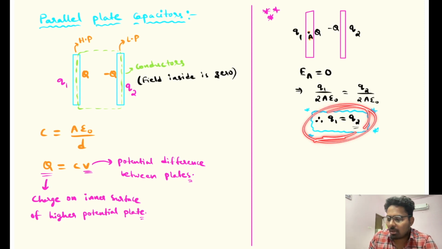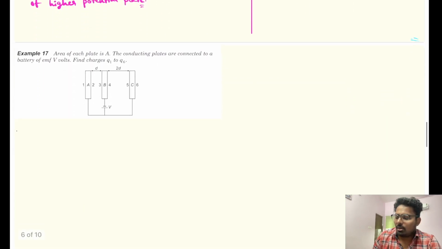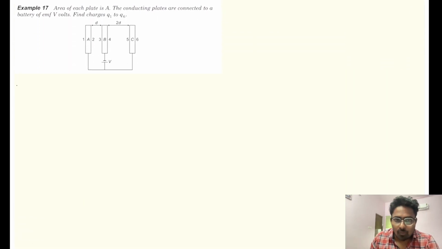One more important point that I proved: irrespective of the distribution, the charges here and here must be equal, then only the field inside the conductor will be 0. And inside the conductor the charges should be equal and opposite in sign. We also understood, in the formula Q equal to CV, what the charge Q is, and that V is nothing but the potential difference. Clear?